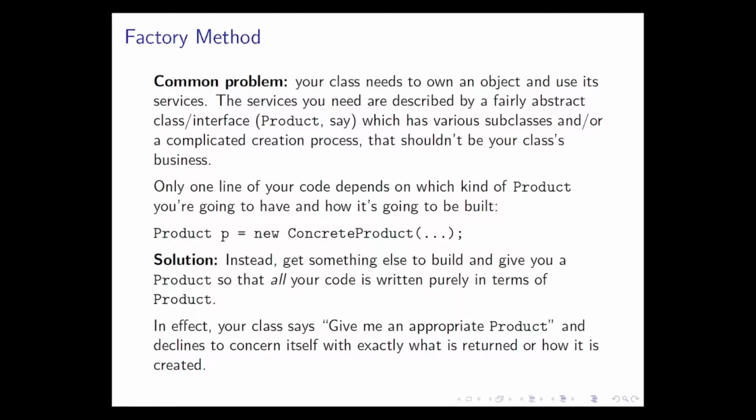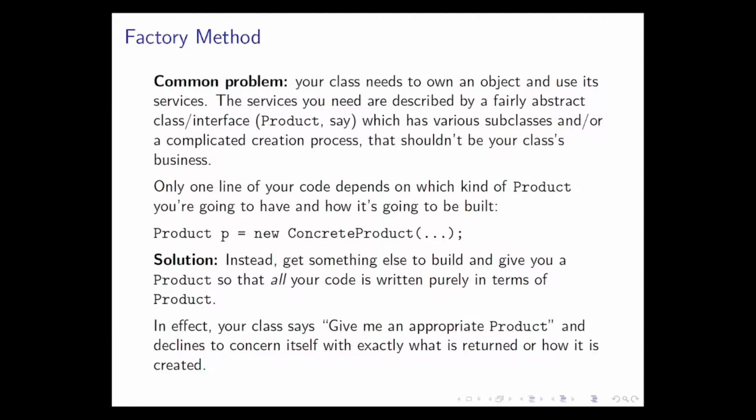So the times when you want to use factory method are the times when you have a common problem we've already begun to think about. You have a class and it needs to own an object and it needs to use the services of the object, and you have a pretty good idea of what the API of the object is as far as your code is concerned. So maybe we're talking about invoking the methods that form a product interface.